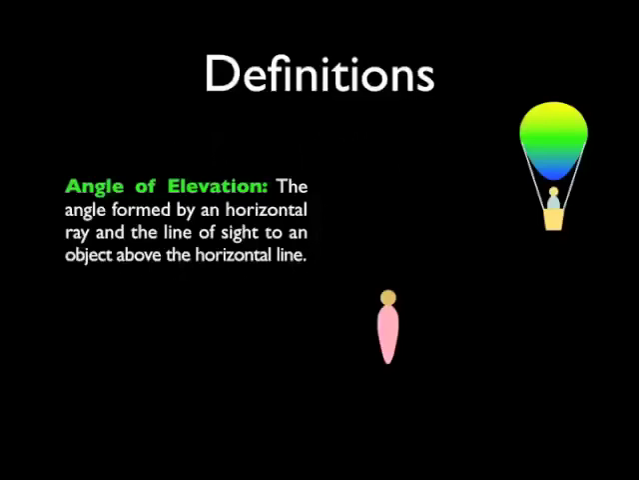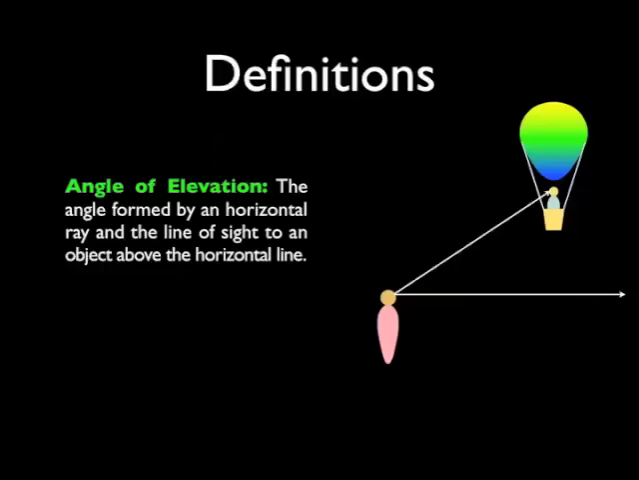An angle of elevation is simply the angle formed by a horizontal ray and the line of sight to an object above the horizontal line. So, therefore, if you're looking up, there is an angle of elevation.